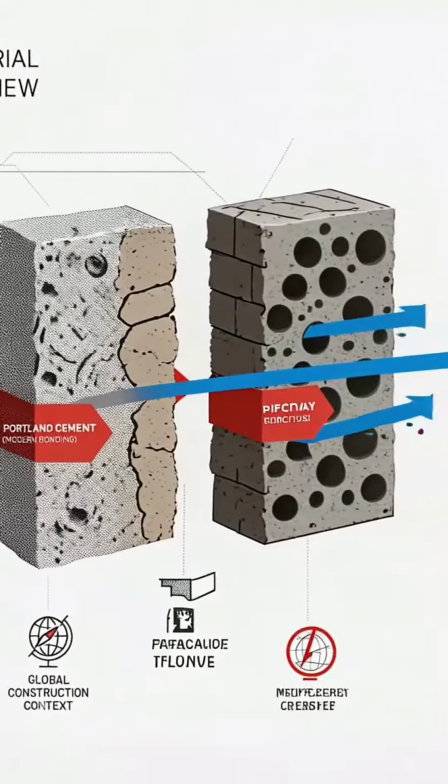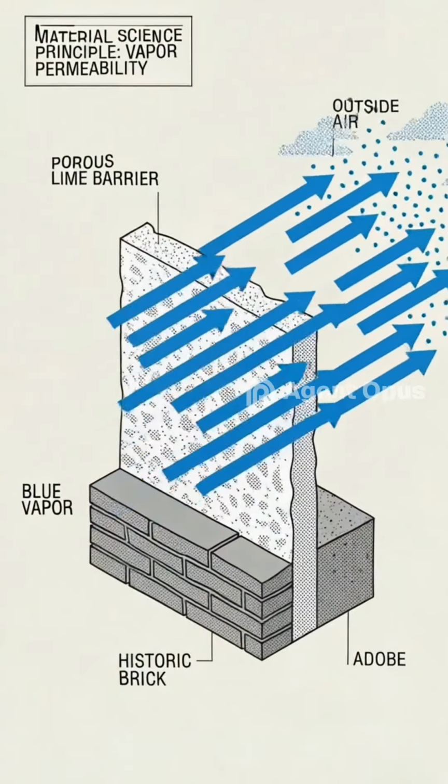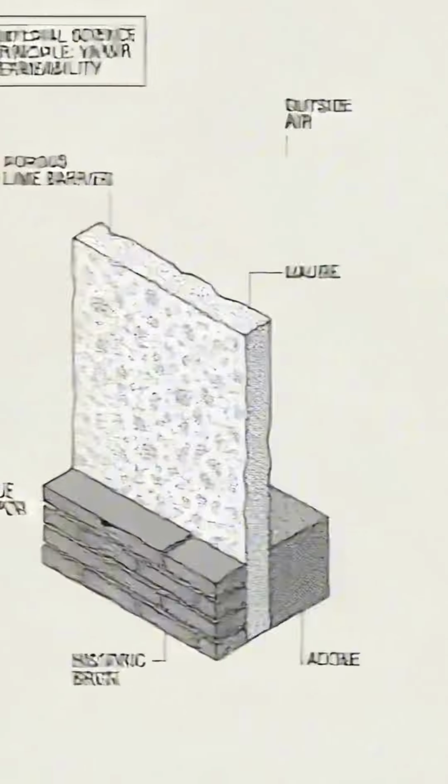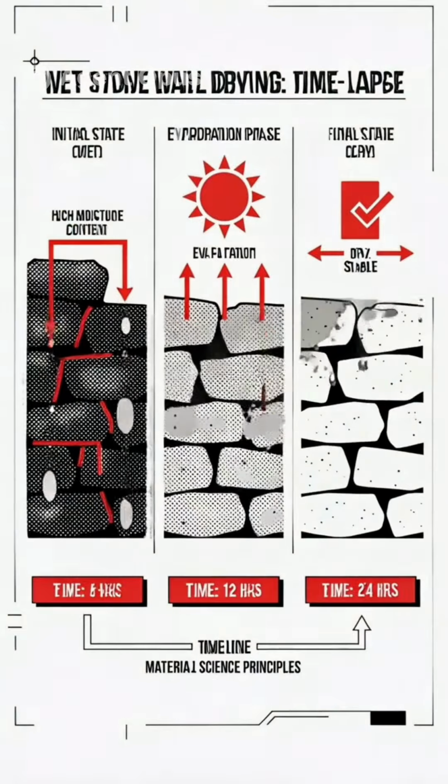Lime and mud plasters remain vapor permeable, allowing moisture to diffuse and evaporate naturally. In traditional construction, drying potential is essential.